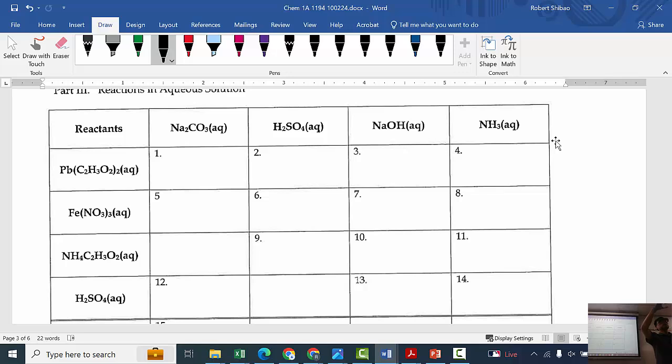So I'm going to just put some lead 2 carbonate, or not carbonate, acetate, lead 2 acetate in here. And then I'm going to get my beaker of sodium carbonate. And then let's see what happens. I'm going to add the sodium carbonate to the lead acetate, and do you see that? What did we get there? A white precipitate, a cloudy white precipitate.